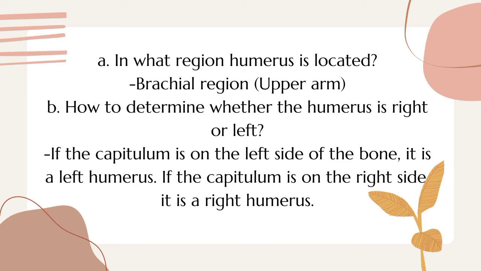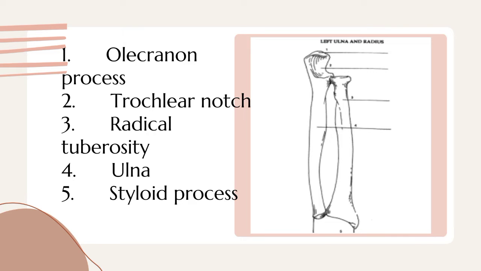Number two is how to determine whether the humerus is right or left. We determine it this way: if the capitulum is on the left side of the bone, it is a left humerus. And if the capitulum is on the right side, it is a right humerus. The second bone set which we are going to label is the left ulna and radius.